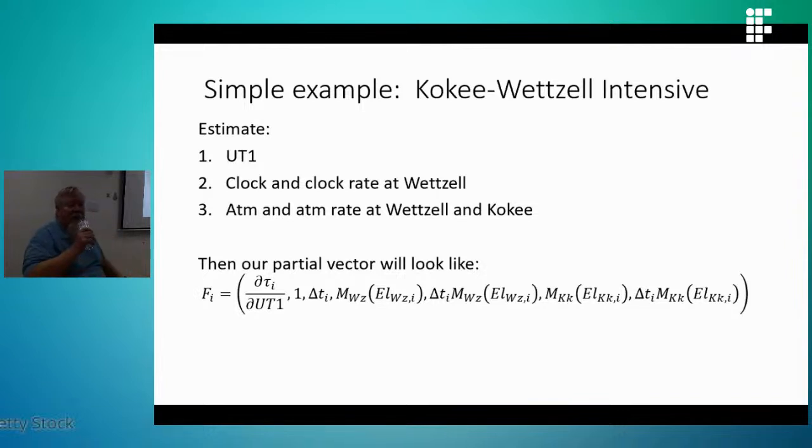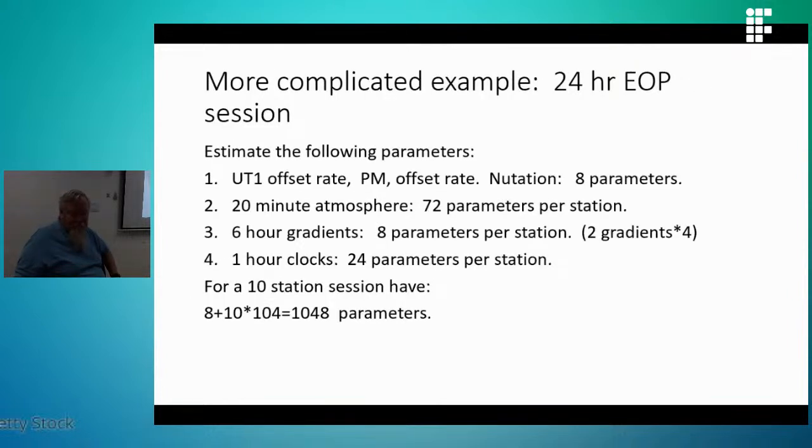If I have a 24-hour session, I have a lot more parameters. So I'm going to work through the parameters I have here. Usually I estimate EOP, which has 3 components. I have UT1, X pole and Y pole, and I estimate a rate for each of them. And then I estimate nutation, and that's 2 nutation parameters. So that gives me 8 parameters.